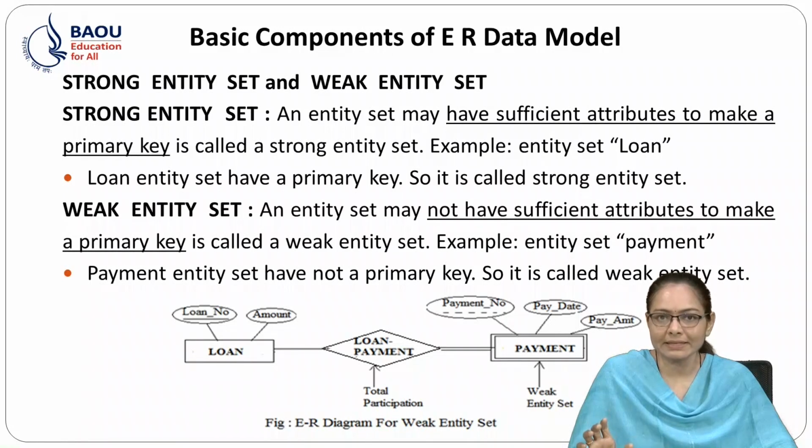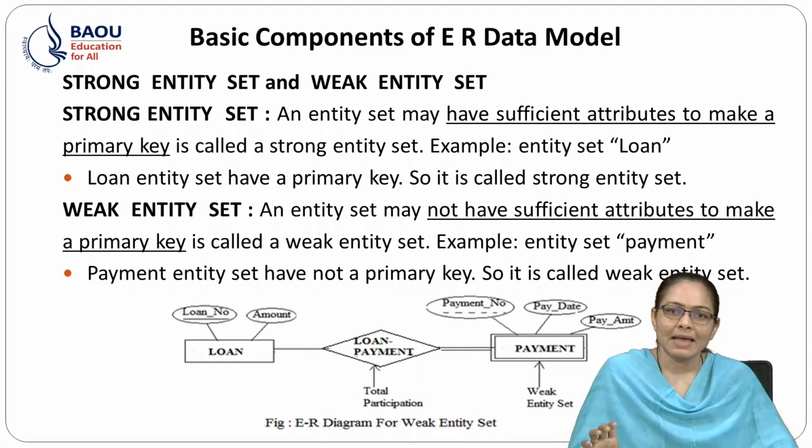A weak entity set in an ER diagram is defined by a double outline box, and the corresponding relationship is defined by a double line diamond. The double line indicates total participation. This is called the loan-payment relationship set. The discriminator of the weak entity set is defined by an underline, a dashed line.